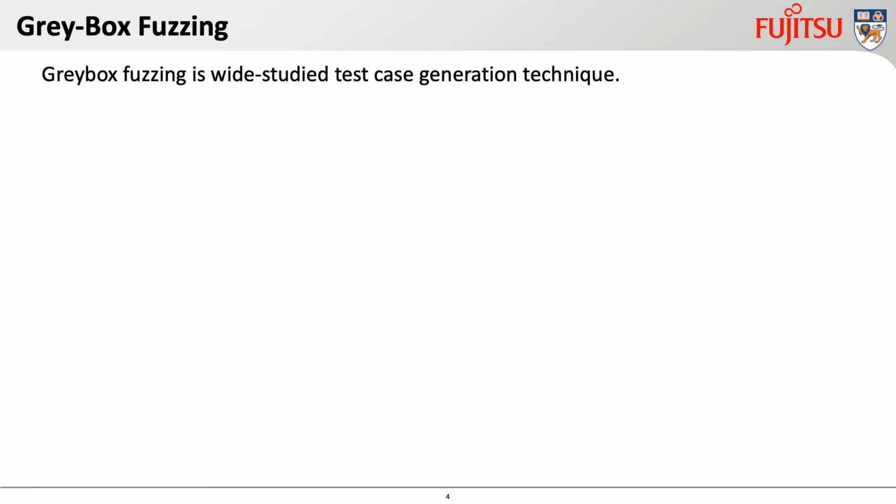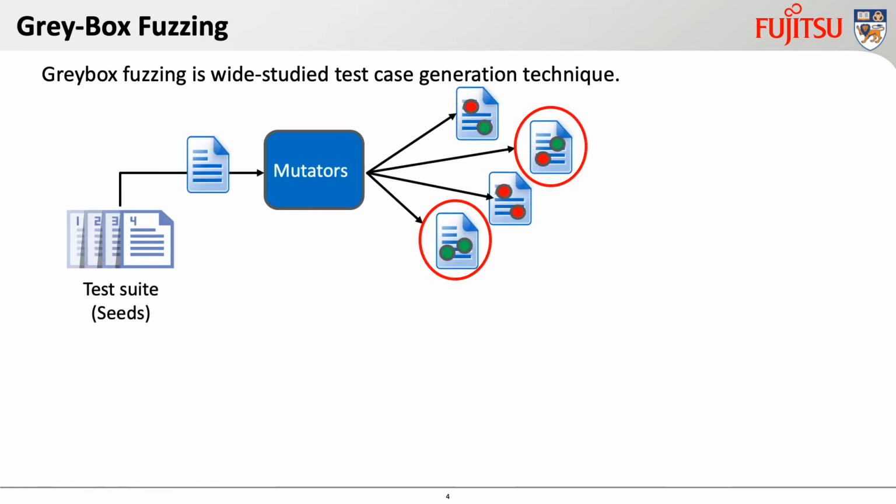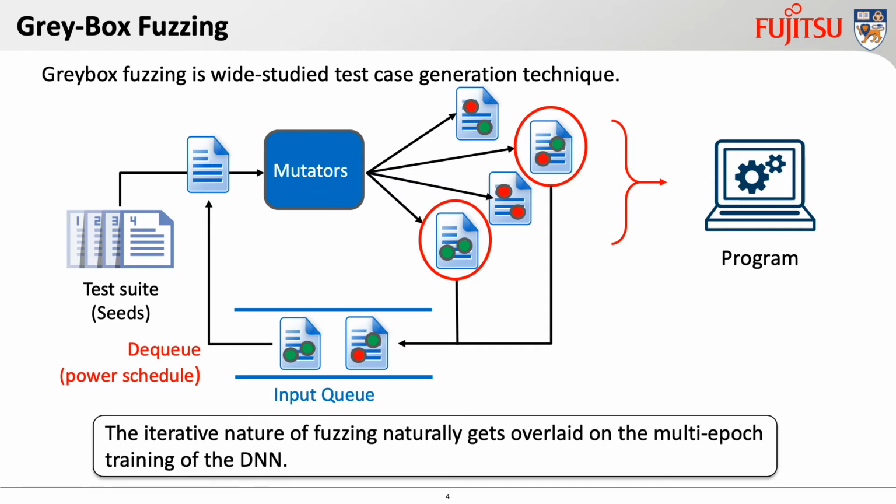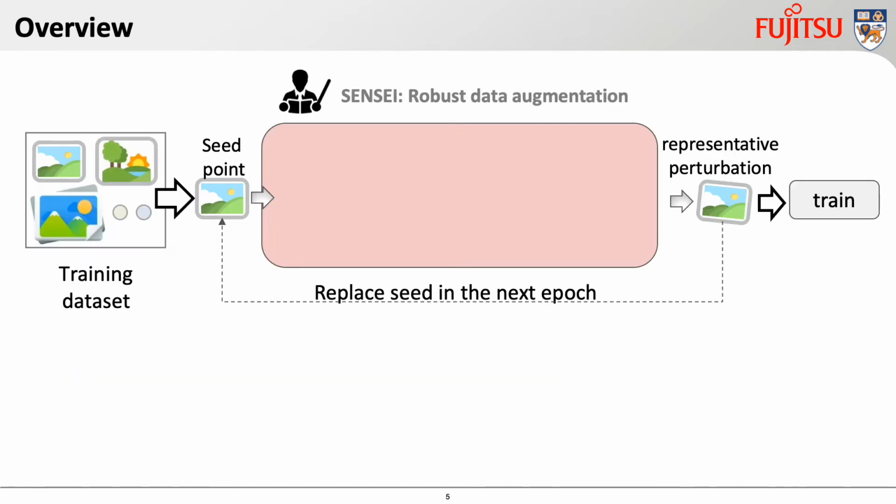Let's see some background of fuzzing first. Greybox fuzzing is a widely studied test case generation technique. Typically, given some seed input, you mutate the seed input to generate a set of mutations. Then you test the program on the mutations and return the interesting ones that can improve the coverage. Based on that, you put the interesting test as a new seed, and this process continues with the goal of achieving higher code coverage. Our insight here is that the iterative nature of fuzzing can be overlaid on the multi-epoch training of DNNs. To improve the robustness of AI models, we investigate a new data augmentation based on a fuzzing-based approach.